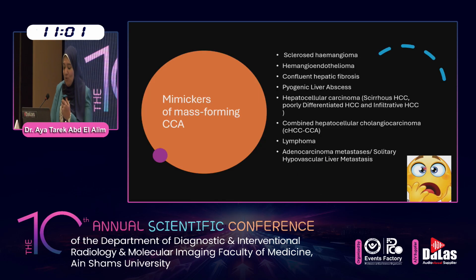This is what I look like when I write cholangiocarcinoma. This is my face, because there are a lot of mimickers of mass forming type. The first one, sclerosing hemangioma, hemangioendothelioma, confluent hepatic fibrosis, pyogenic liver abscess, and hepatocellular carcinoma, especially the atypical type, like undifferentiated infiltrative, and the combined type, as well as lymphoma and metastasis, especially the solitary metastasis.